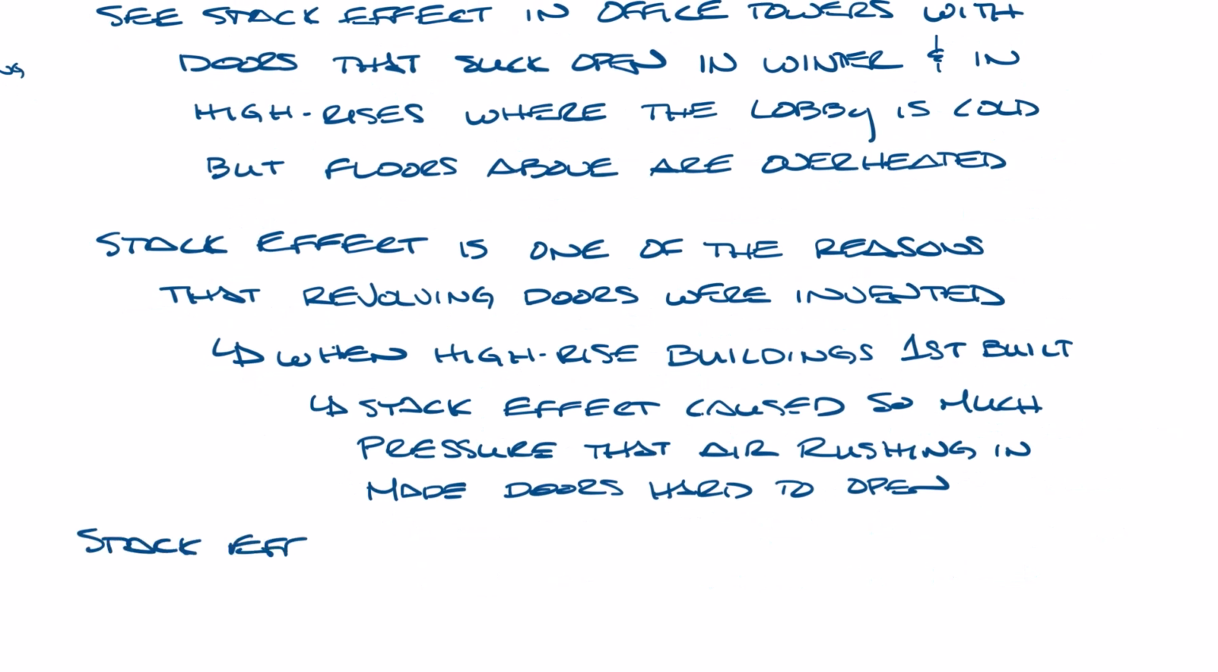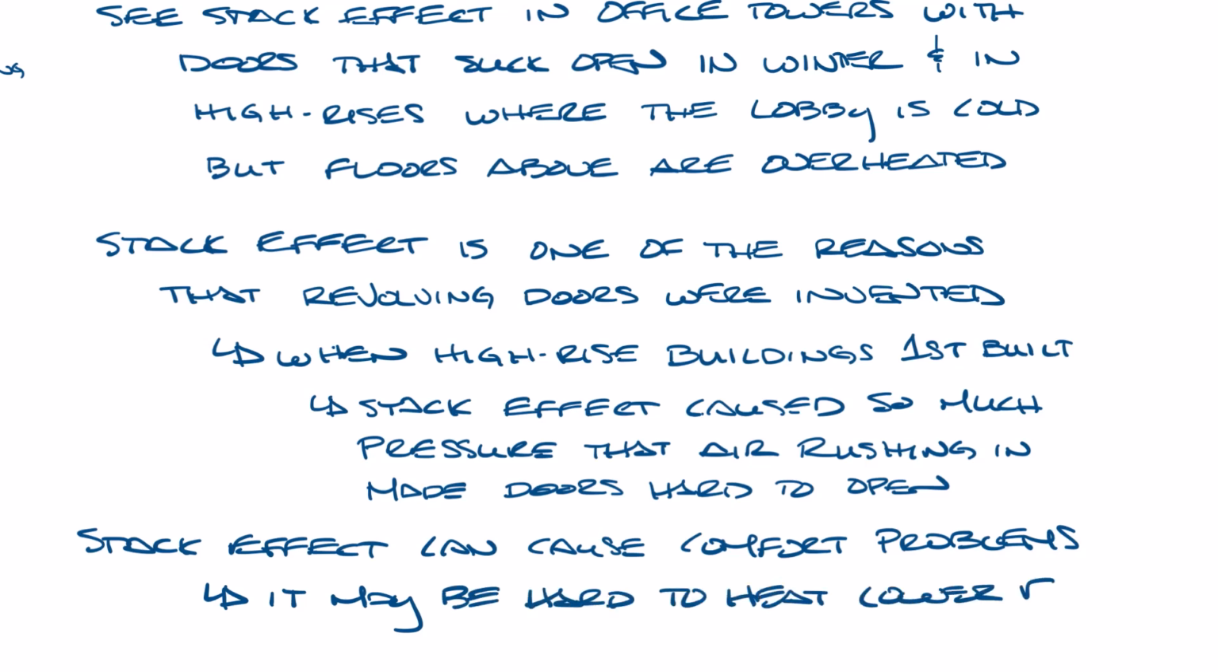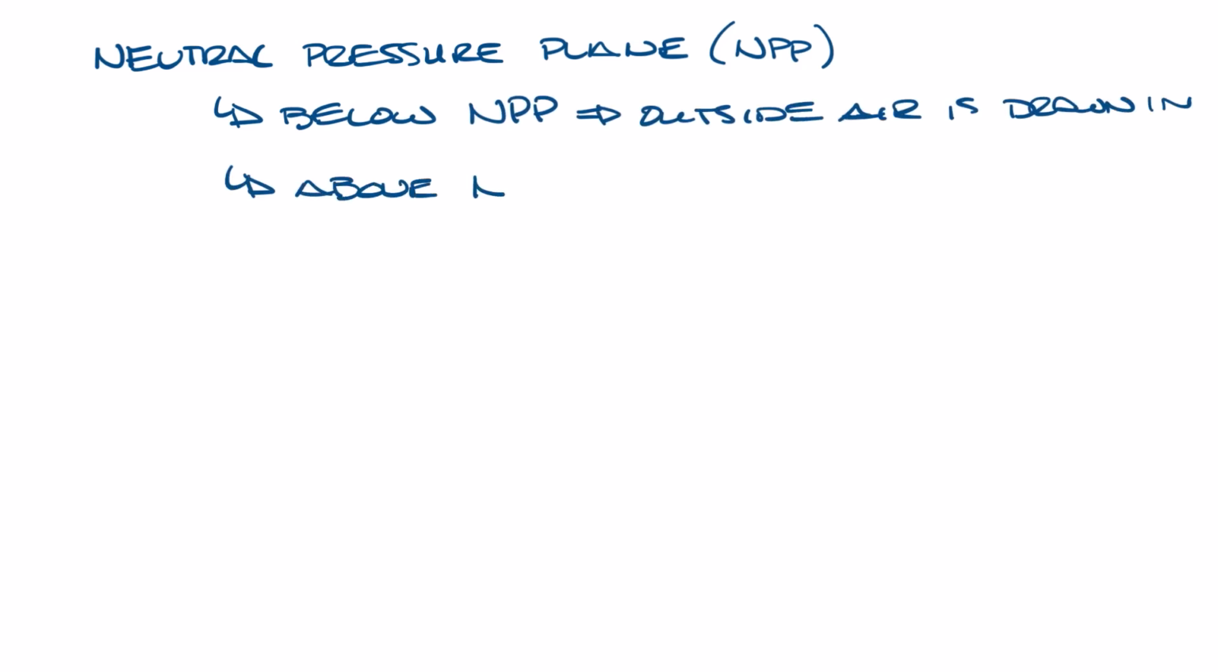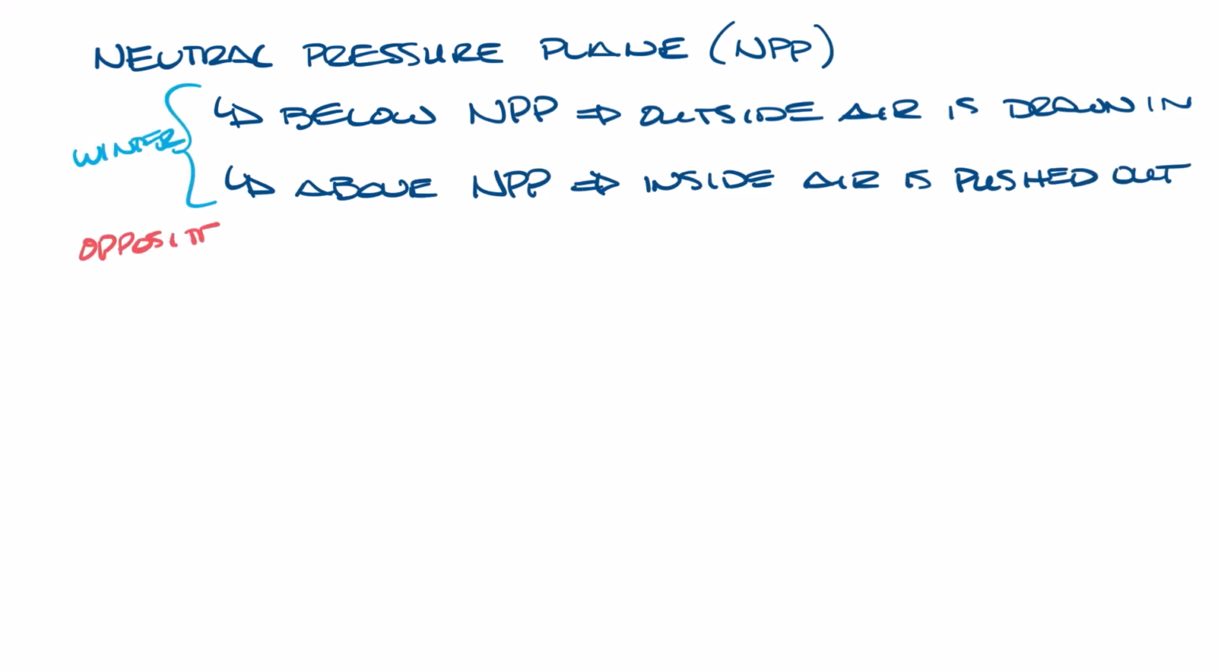Stack effect can also cause comfort problems in a building because it may be hard to heat lower floors due to the cold air being drawn into the building. Let's move back over here. In a building, there's a point called the neutral pressure plane, the NPP. Below the NPP, outside air is drawn in, and above it, inside air is pushed out. This would be for winter. The opposite would be true in the summer.